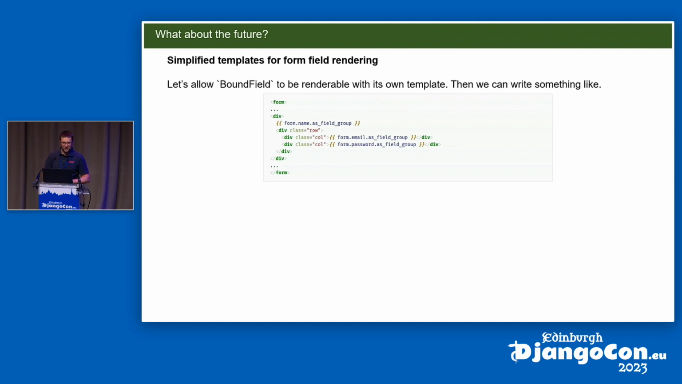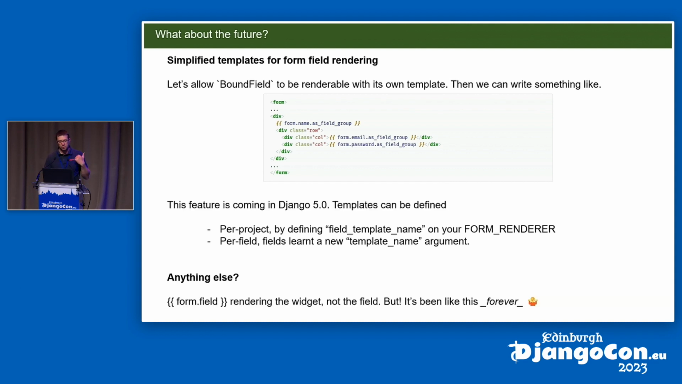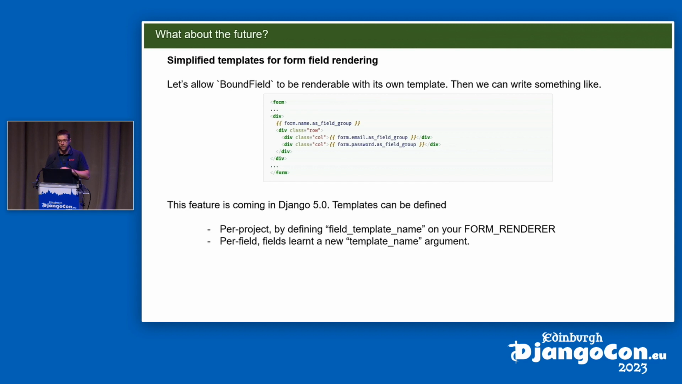Again, I'm going to refer to Carlton's talk yesterday. He was talking about using HTMX, and maybe we just want to render a field on its own rather than the whole form. This would be a template just for a field. So we've added this feature in Django 5.0. You'll be able to define this in a similar way as the other templates: field_template_name on your form renderer for site-wide, and using the template_name argument when you define your field on your form for per-field templates as well.